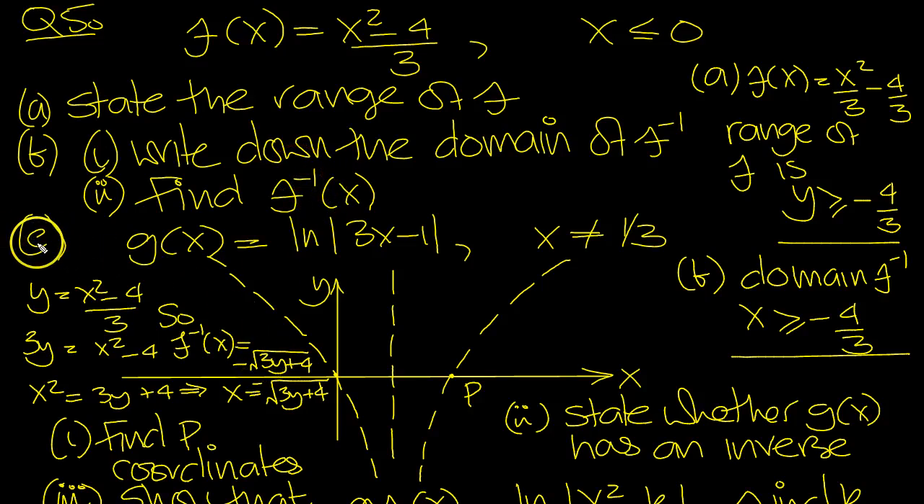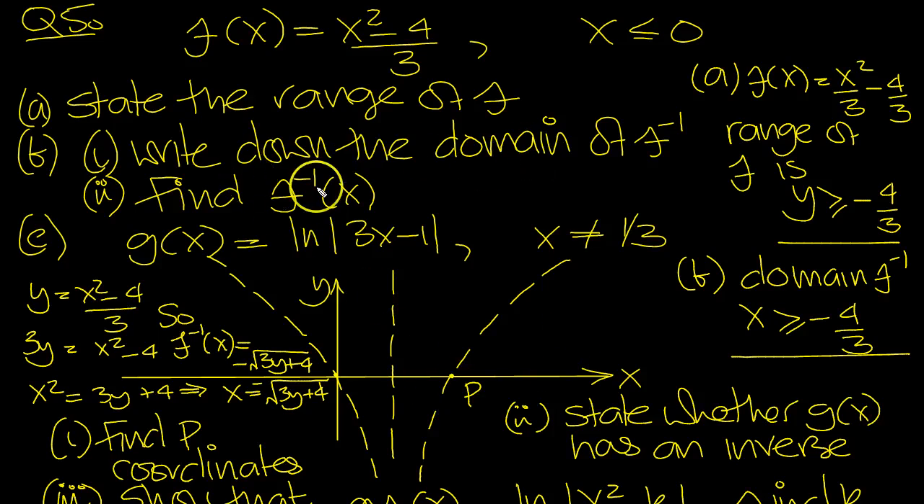Now we go on to part C. This is our function. I hope you can see it here. Find the coordinates of P. That would be this logarithmic function when this value of 1 will give log of 1 is 0, isn't it? And that's what we want. So when is this 1? It'll be 1 when x is 2 thirds, won't it? Because the 3's will cancel. 2 minus 1 would give 1.